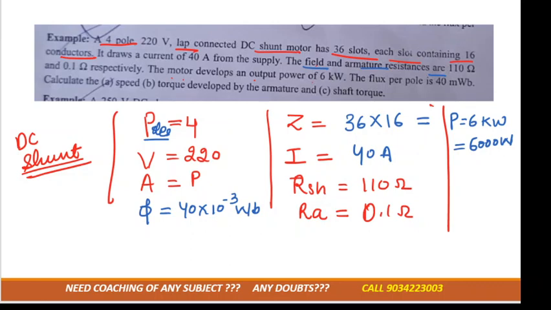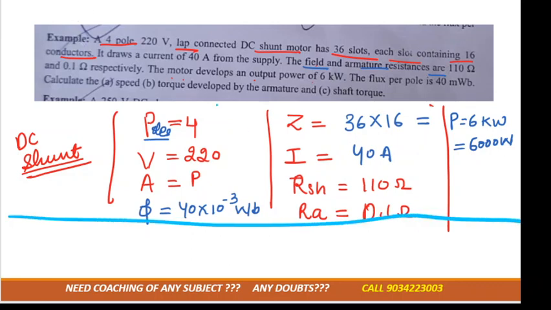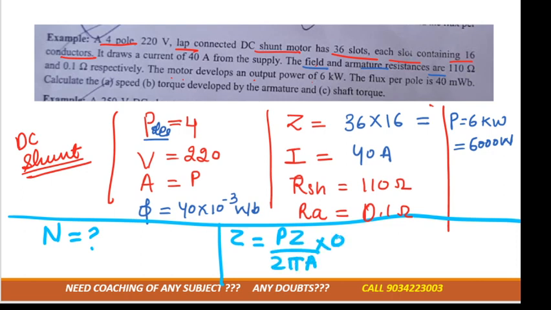Correct? Now, according to the formula, I'll write down all the formulas for what they have asked. They ask you the speed. Speed is denoted by N here. Okay. Next, they have asked you the torque. Torque formula I just told you, that is PZ divided by 2 pi A multiplied by phi into IA.